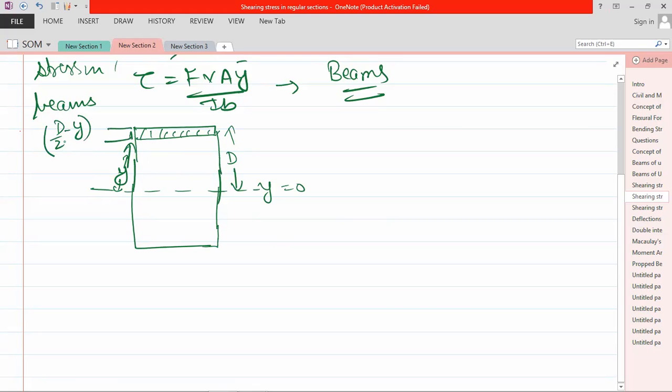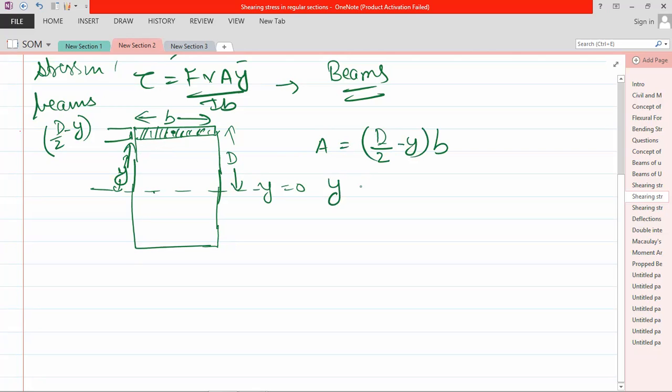Okay, now d is the width. So what is the area? That area I'm talking about, the area of the strip. This area is d by 2 minus y times b. Okay, and now what is y? The centroid with the bottom axis. So suppose this is y.